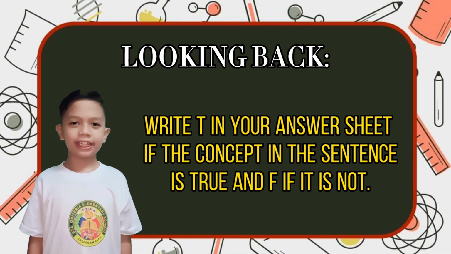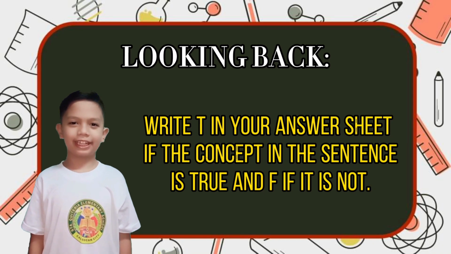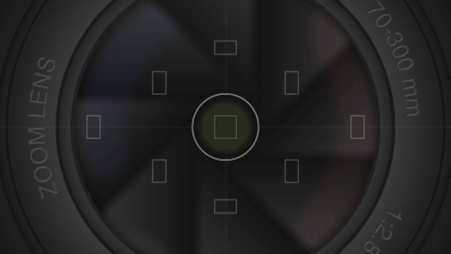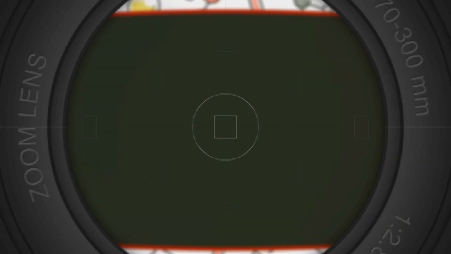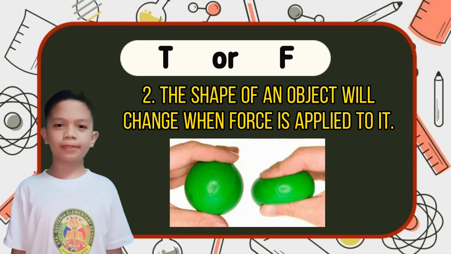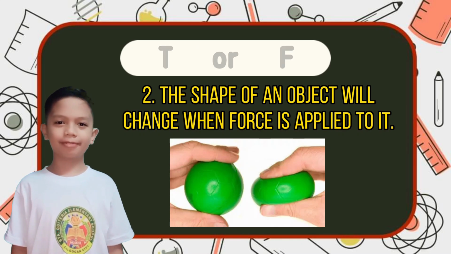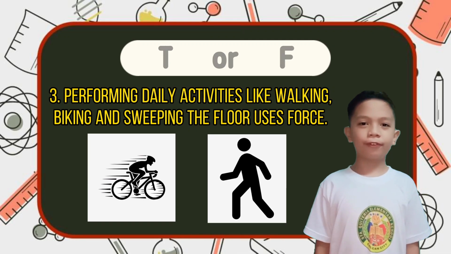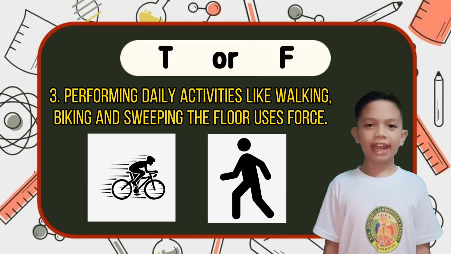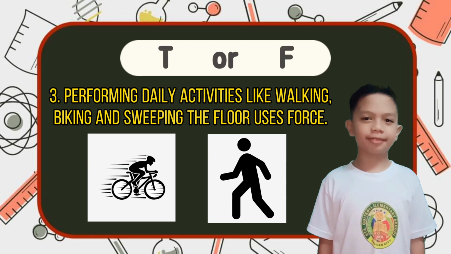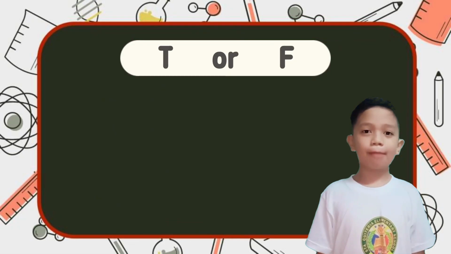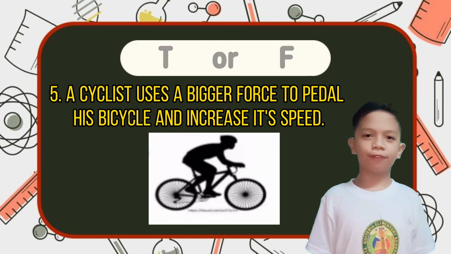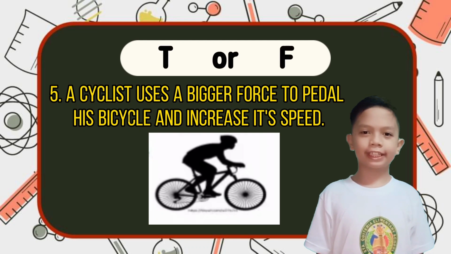Looking back, write T in your answer sheet if the concept in the sentence is true, and F if it's not. Number 1. Force is a push or a pull upon an object. Number 2. The shape of an object will change when force is applied to it. Number 3. Performing daily activities like walking, biking, sweeping the floor uses force. Number 4. A footballer uses force to change direction of motion of a ball. Number 5. A cyclist uses bigger force to pedal his bike and increase its speed.